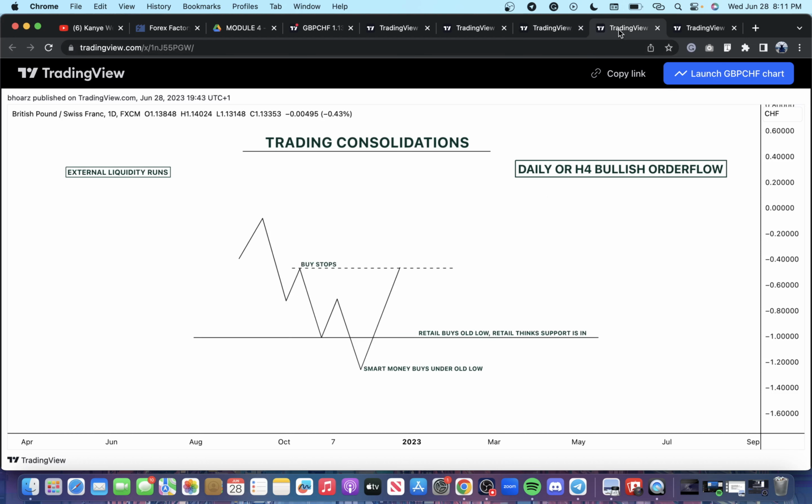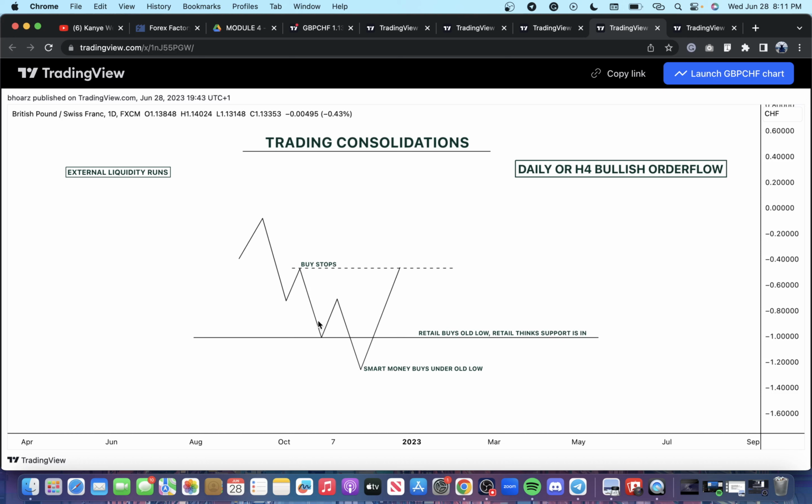Now, with trading consolidations for external liquidity runs, this is for a daily or 4-hour bullish order flow. Classically, what happens is the market creates a range in a 4-hour bullish order flow, and the market starts to retrace down into a level where smart money wants to be, or where it wants to start sponsorship for longs or for the buy side. As the market trades down there, preferably into an old low, retail looks at that old low as perfect support. So they're expecting future prices to hold there and find support there.